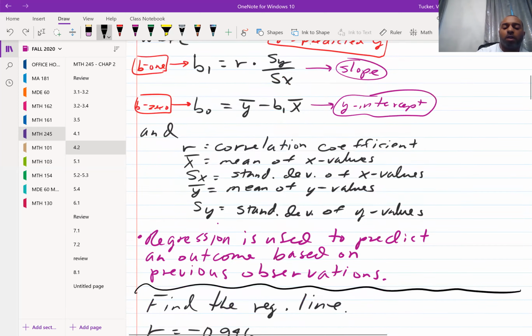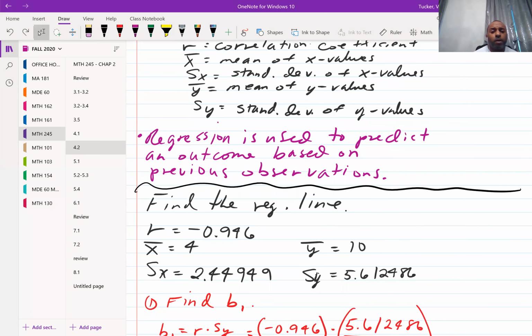All right. So looking at this first one, they give us r, our correlation coefficient, to be negative 0.946, x bar 4, s sub x 2.44949, y bar is 10, and s sub y 5.612486.